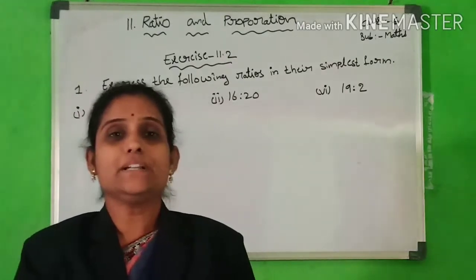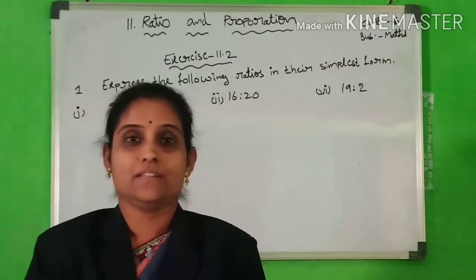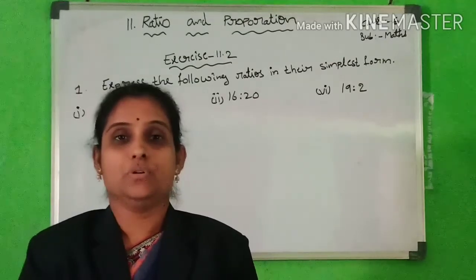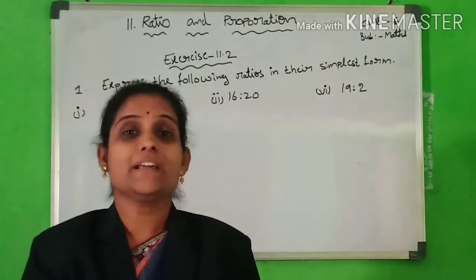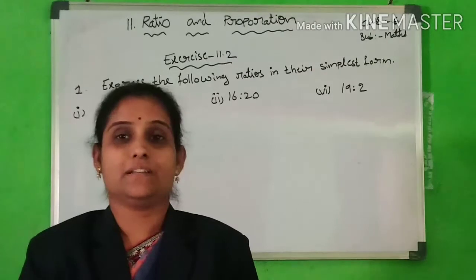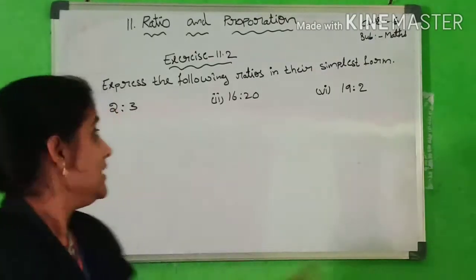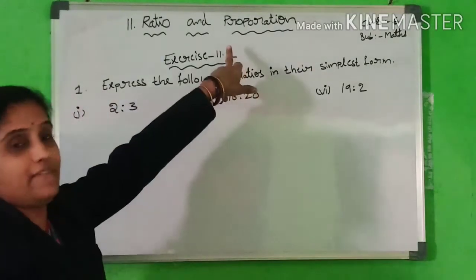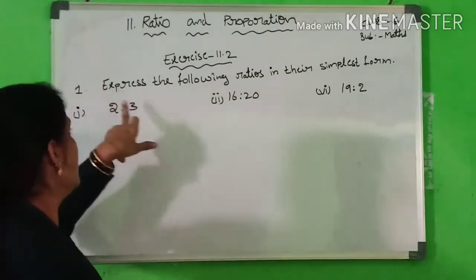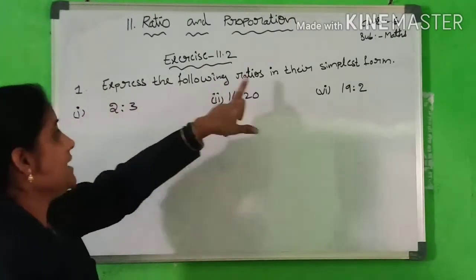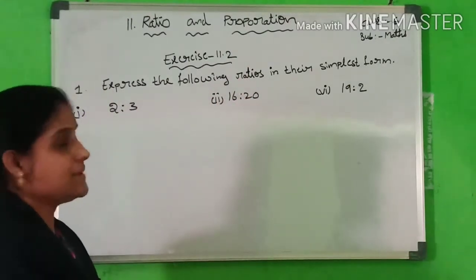Today we are going to learn lesson 11 with exercise 2. What is lesson 11, children? Ratio and proportion. Let us start exercise 11.2 first bit. Express the following ratios in their simplest form.